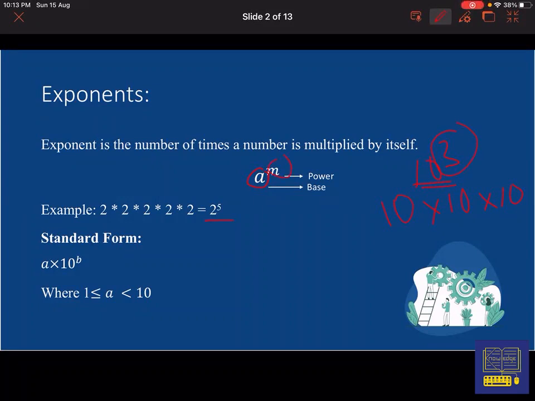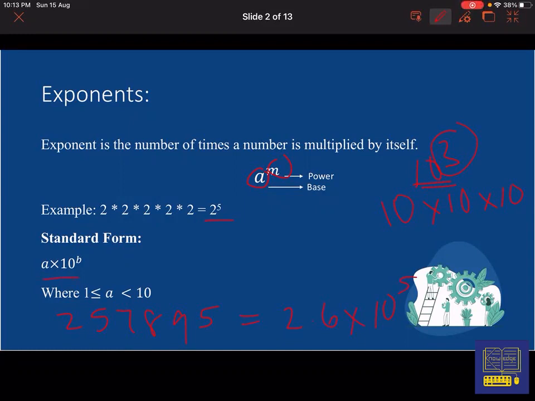Now, one thing to note, and something that's commonly seen, especially in science because there are large numbers, is that we need to know what the standard form is. For example, if I have this particular number, in standard form it would be 2.6 into 10 to the power of 5. So how did I get this?